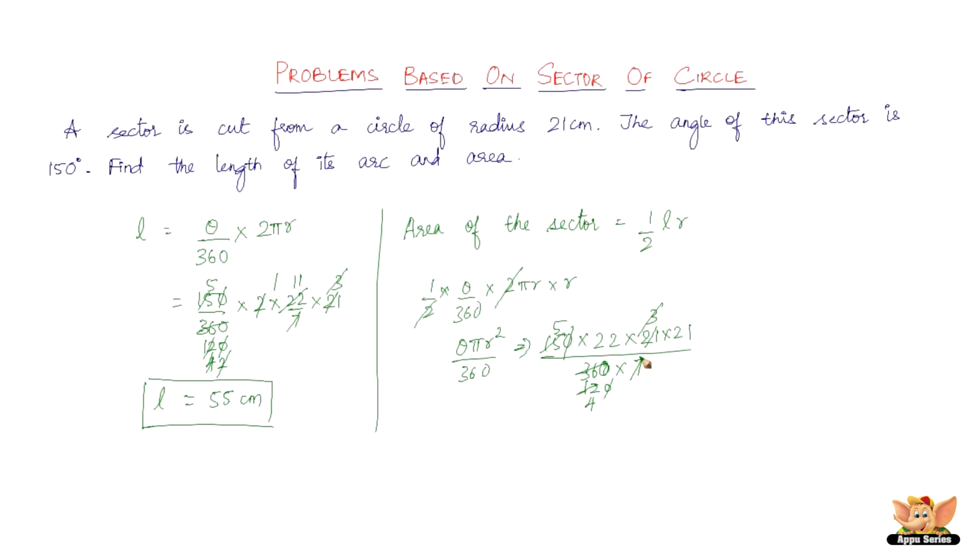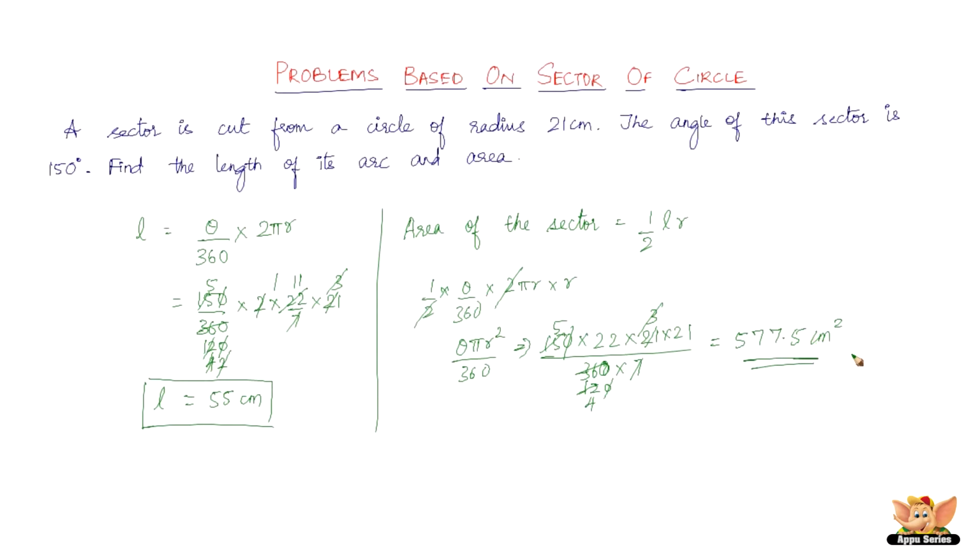3 times 4, 3 times 5. Yep, that's all. And solving this, we have 577.5 centimeters square. So therefore, the area of the given sector is 577.5 centimeters square.